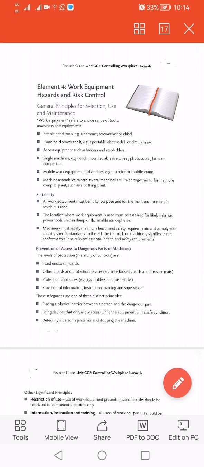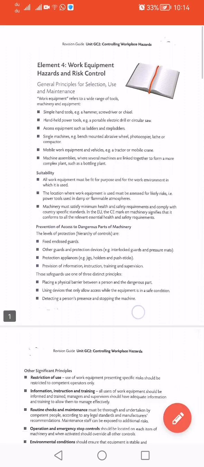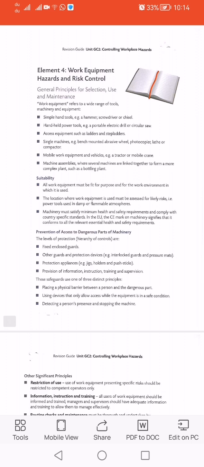So in looking at this context, we have to talk about the general principles for selection, use and maintenance, right? Working equipment refers to a wide range of power tools, machinery and equipment. When you are using power tools or machines, they can also lead to hazards and risks. So I'm going to mention 5 points in this context, right?